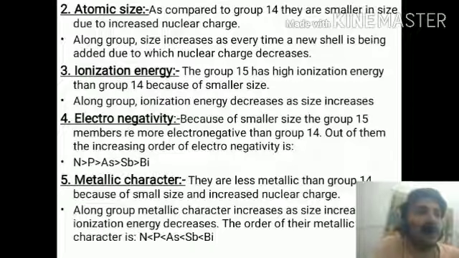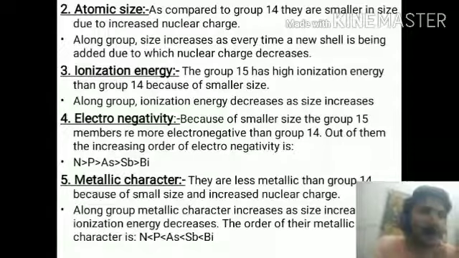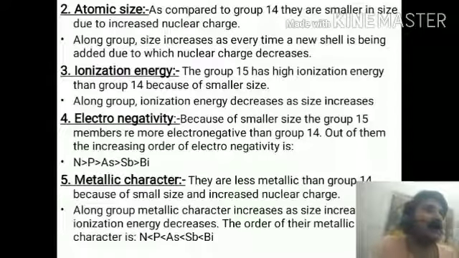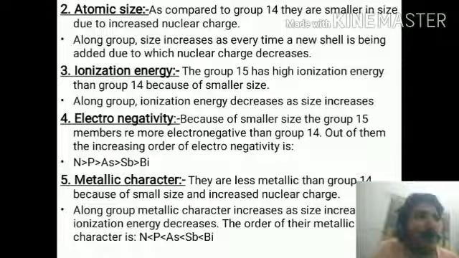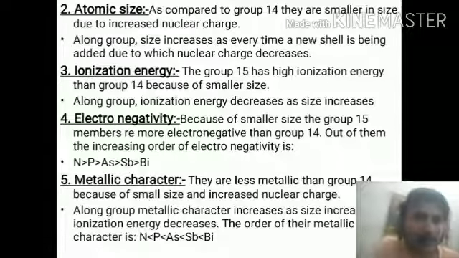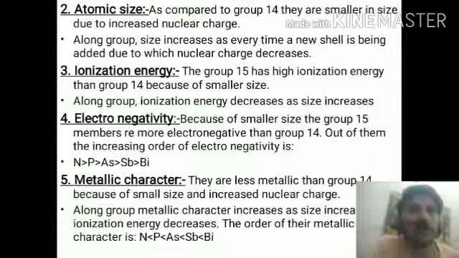If we talk about a large element, a large size has a low attraction force between the nucleus and the outermost shell electron. That's why the value of the ionization energy is very low. So we can say that when you move from top to bottom in the nitrogen family, ionization energy decreases because size increases.